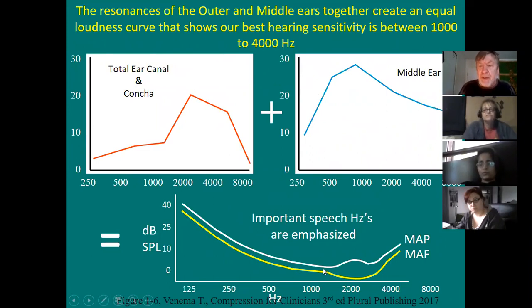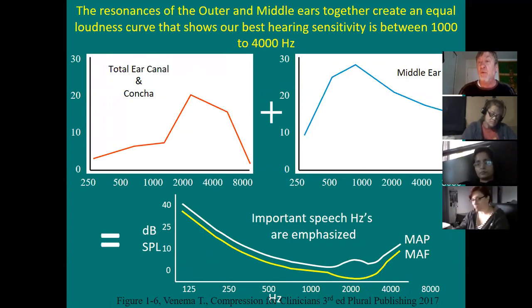MAF just means with both ears. MAP just means with one ear under a headphone. One ear under a headphone, the white line. Two ears in front of a speaker, the yellow line. And why the little bulge here? Because when you're plugging up an ear with a headphone, you've lost this. You've plugged it up. At any rate, MAP means minimal audible pressure. You'll learn more about that in 110 later on. MAF means minimal audible field. You'll learn more about that in 110 later on.